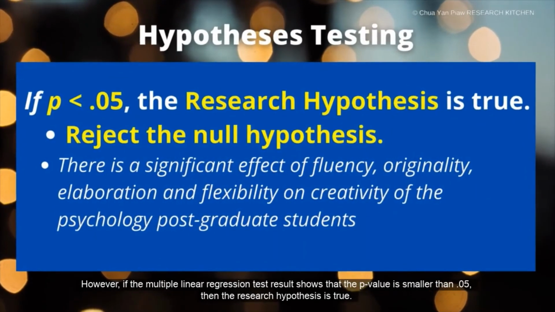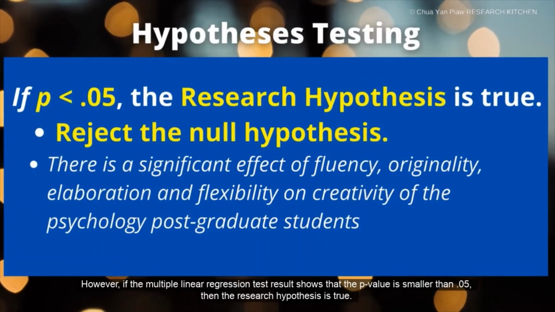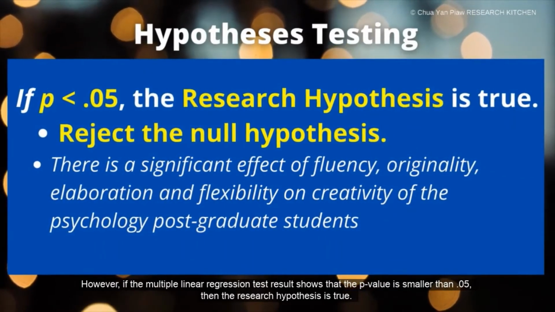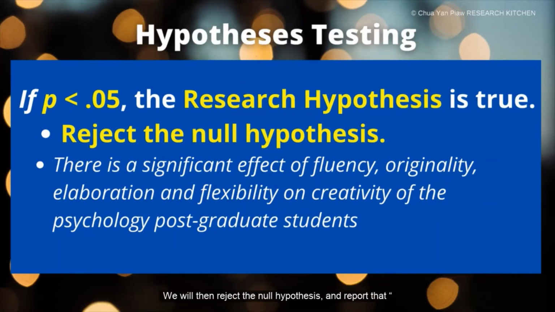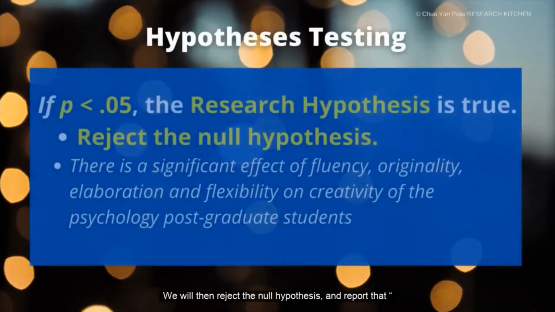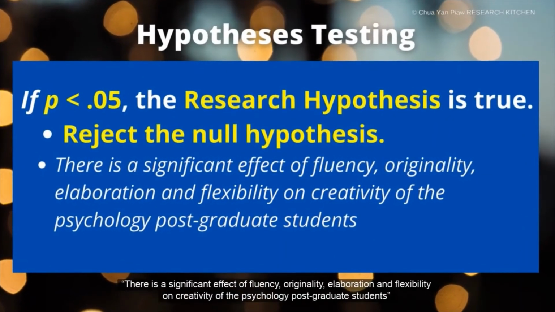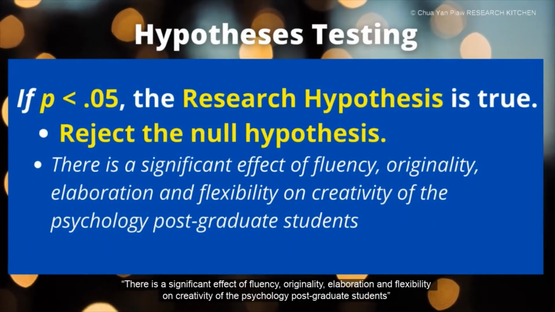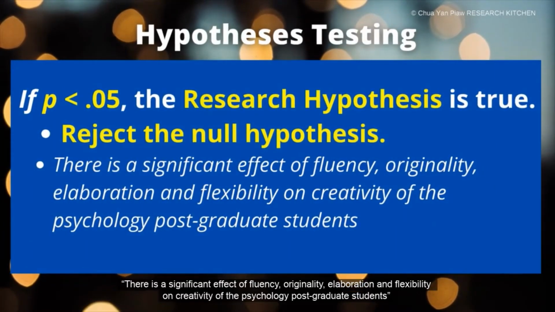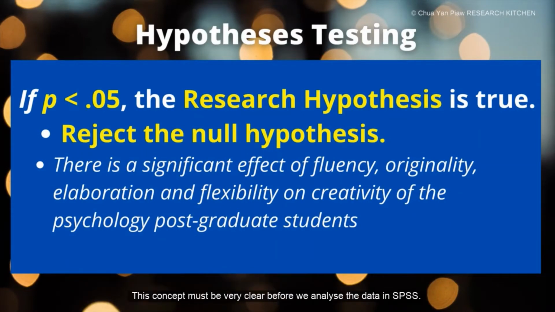However, if the multiple linear regression test result shows that the p-value is smaller than 0.05, then the research hypothesis is true. We will then reject the null hypothesis and report that there is a significant effect of fluency, originality, elaboration, and flexibility on creativity of the psychology postgraduate student. This concept must be very clear before we analyze the data in SPSS.